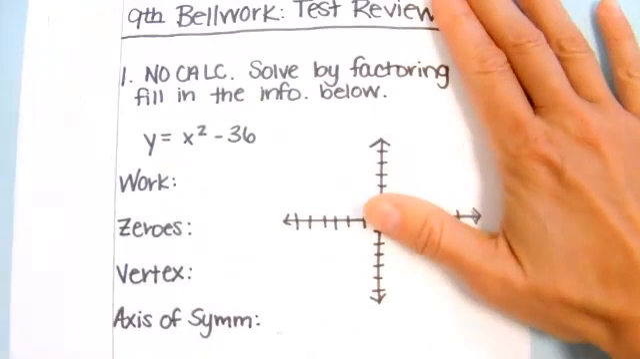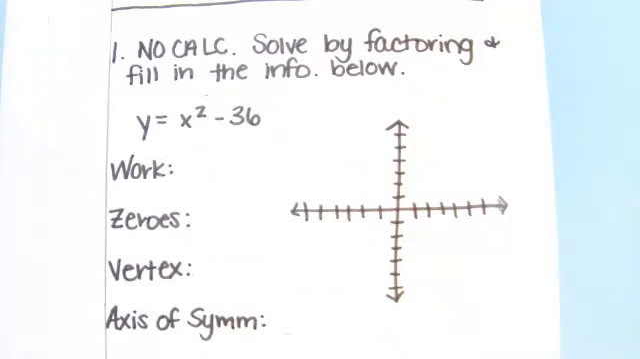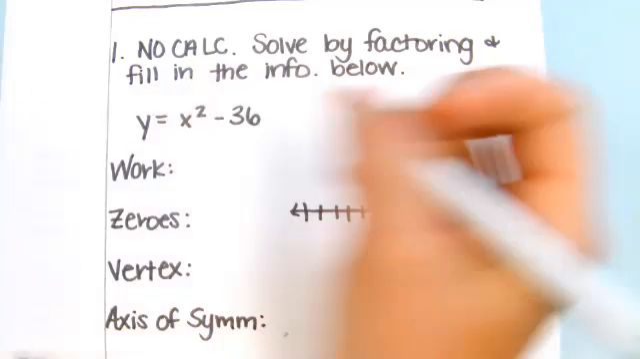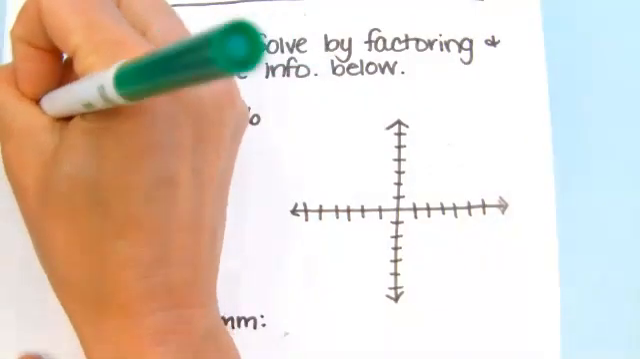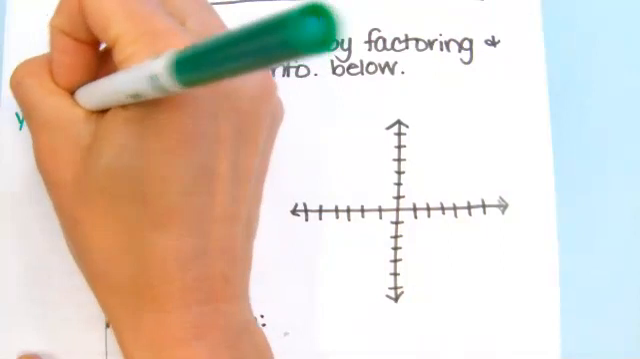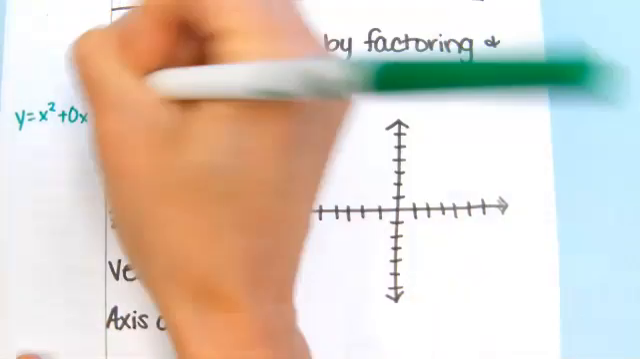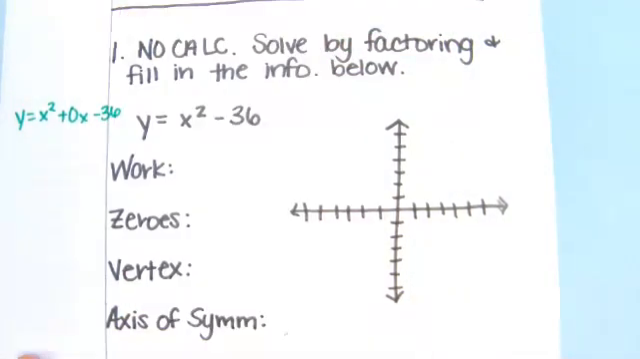There are two ways you can think of this. The first way is you can think of it as the B term. Is there a B term? So what value is B? 0. So we can really think of it like this: y equals x squared plus 0x minus 36, like that.